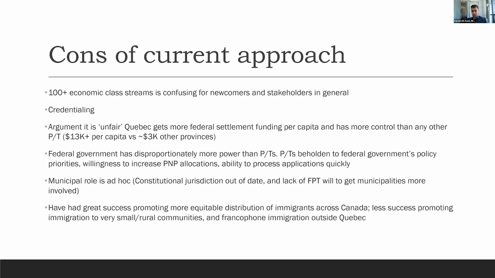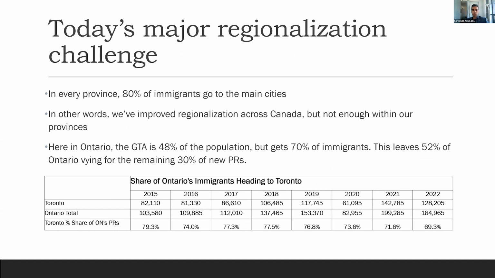And I want to elaborate on this point a bit further. I touched on it moments ago. We've been very successful in terms of promoting a more equitable distribution of immigration across Canada. However, we're still struggling to figure out how we can promote a more equitable distribution within our provinces and territories. Without fail, in every single province and territory in Canada, 80% of immigrants to a given province or territory will go to the main cities.